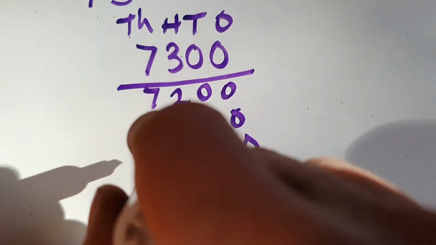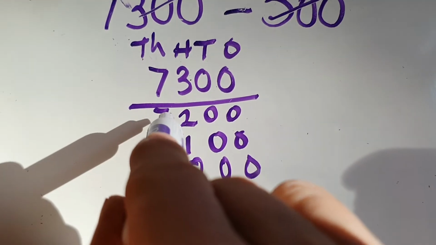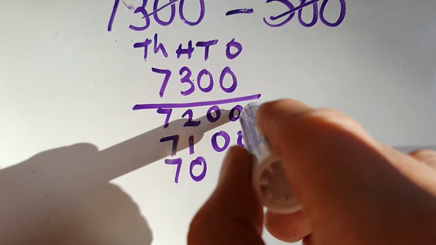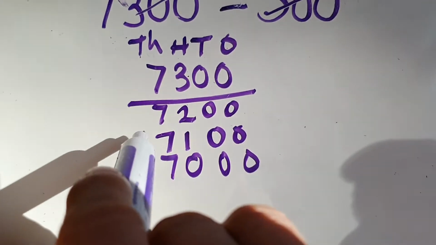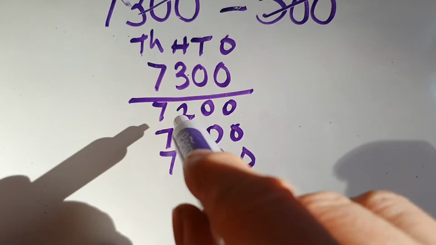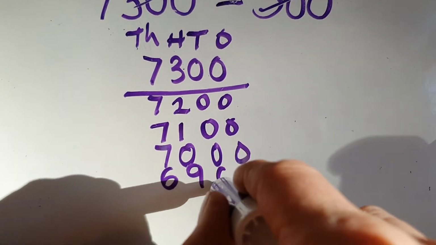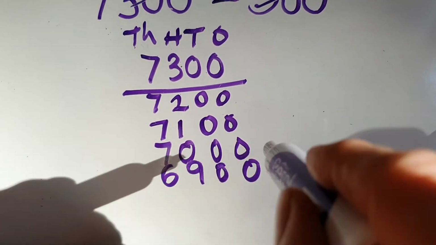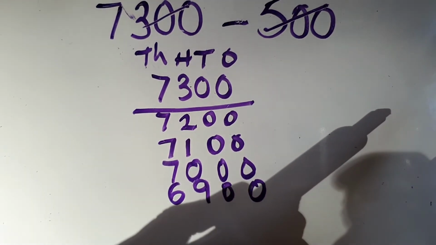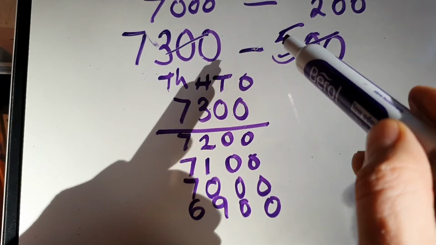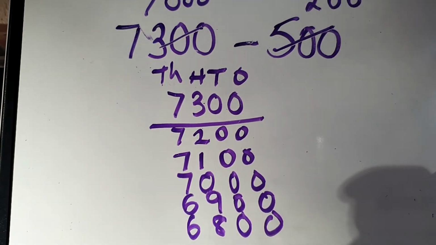However, now we're on 0, what's going to happen? Now, if you look over here, 7,200 is the same as 72 hundreds, 71 hundreds, 70 hundreds. So if I wanted to take 100 away, that would now be 6,900. Now I've taken away 1, 2, 3, 4 hundreds. How many more do I need to take away? One more. So now it becomes 6,800.